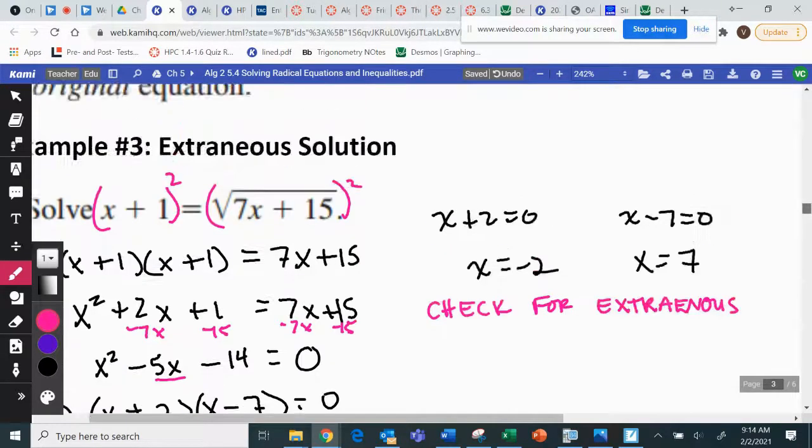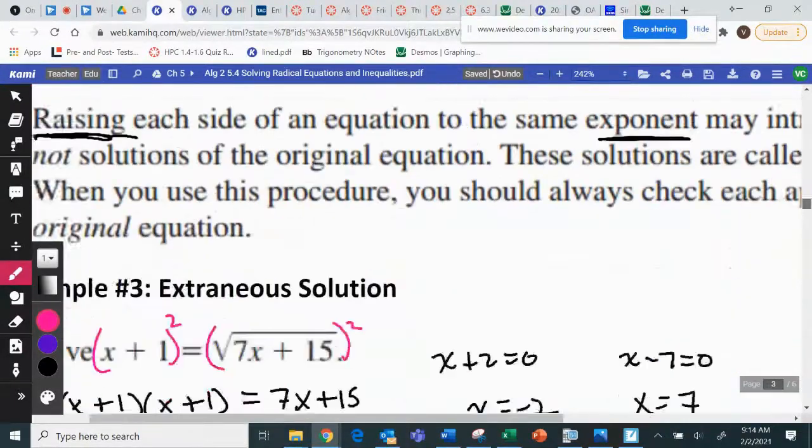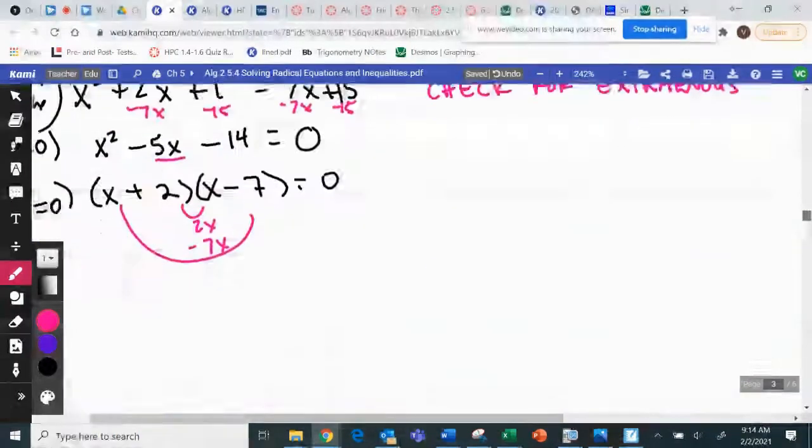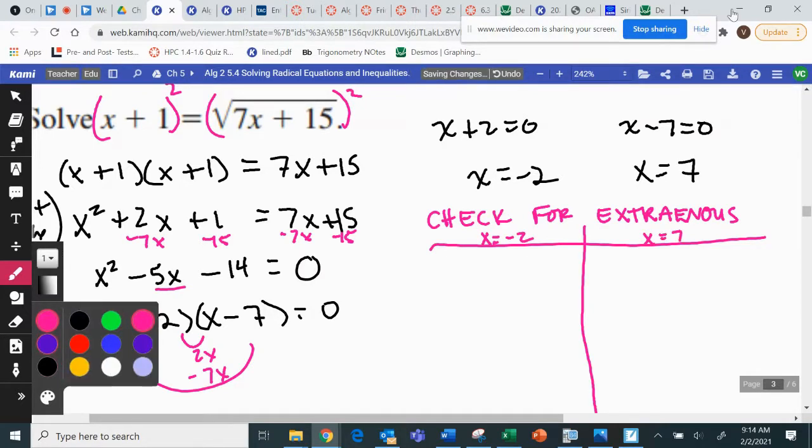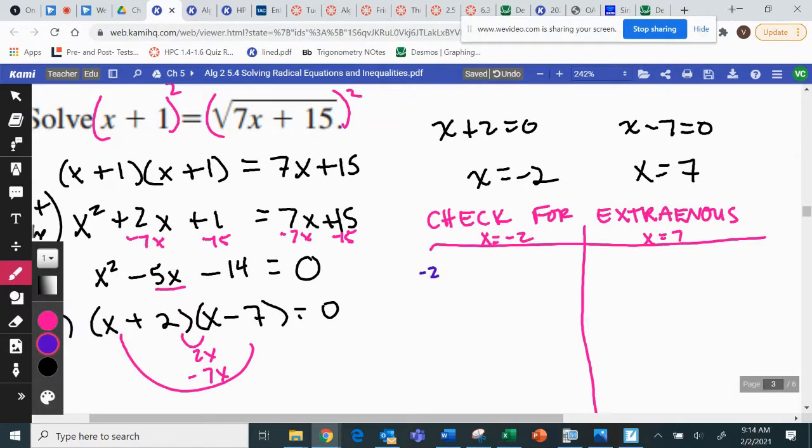I think that's how you spell it. Okay, and then we need to check for extraneous. I'll make like a little table here. I'm going to check my x equals -2. I'm going to check my x equals 7. And we have to plug in -2 to both sides of the equation. So -2 plus 1 equals square root 7 times -2 plus 15.